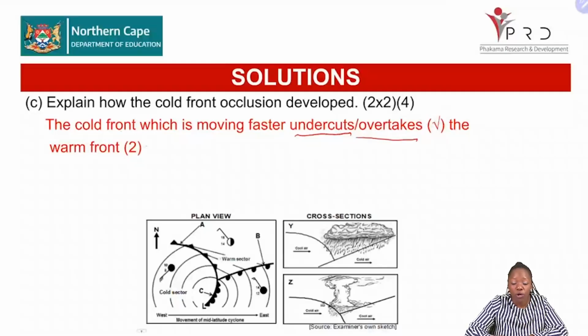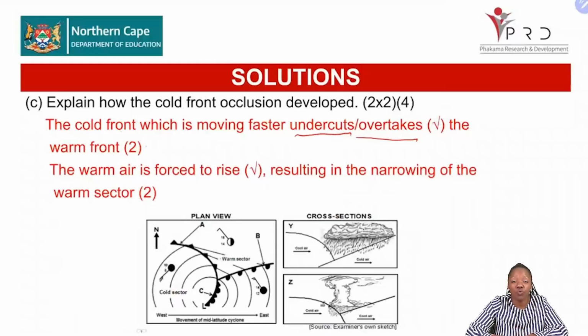Then also, you can say, because it is 2 times 2, the warm air is forced to rise. Remember, as the cold front is undercutting or overtaking, it will then lift the warm air to rise. So therefore, the warm air is forced to rise, which is 1 mark, resulting in the narrowing of the warm sector. That is why we are saying the warm sector is narrower than the cold sector, or the cold sector is larger than the warm sector.